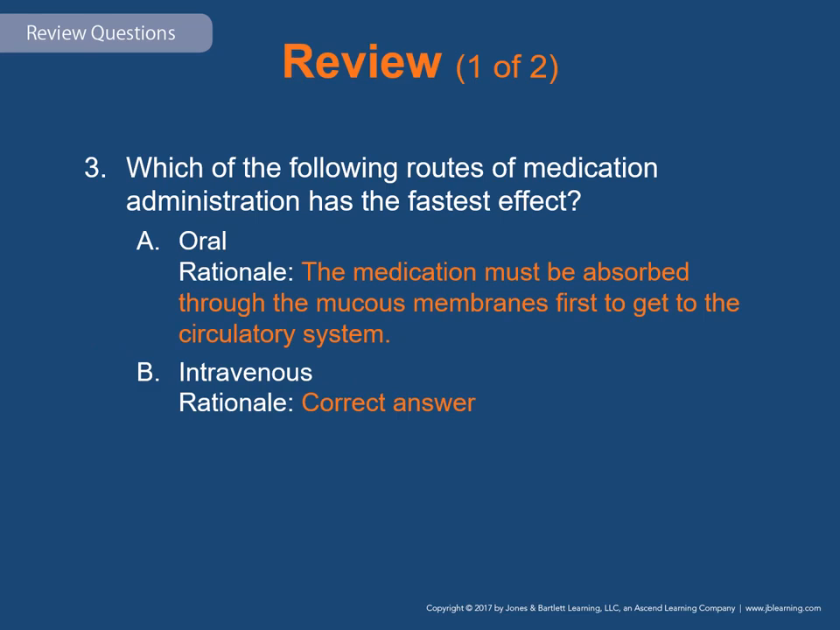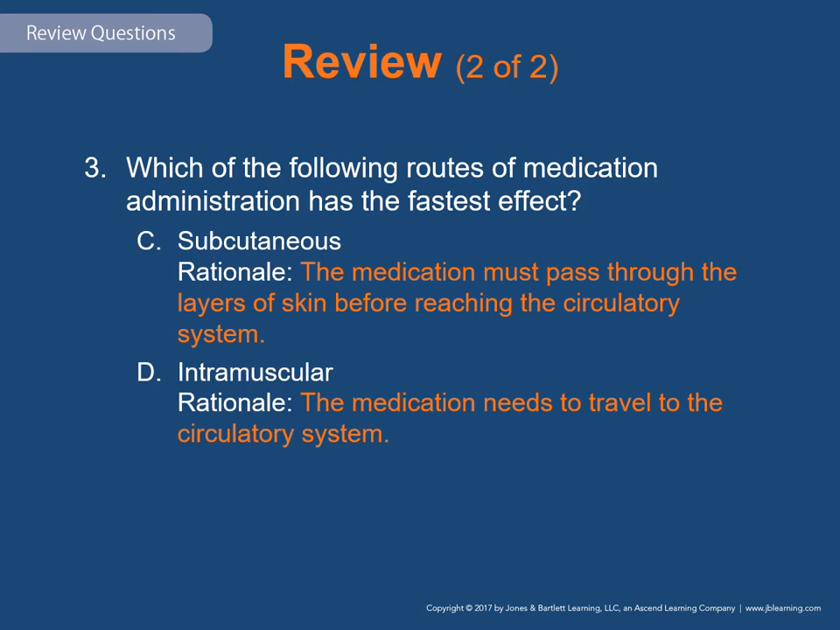So let's look at the other answers. A, oral. The medication must be absorbed through the mucous membranes first to get to the circulatory system. So that's not the fastest, although it is faster than some. Intravenous is, of course, the correct answer. Subcutaneous is incorrect because medication must pass through layers of skin before reaching the circulatory system. Because remember, the fatty layer of skin doesn't have very many blood vessels in it. And then intramuscular, the medication needs to travel through the entire circulatory system. It's not as quick as IV.